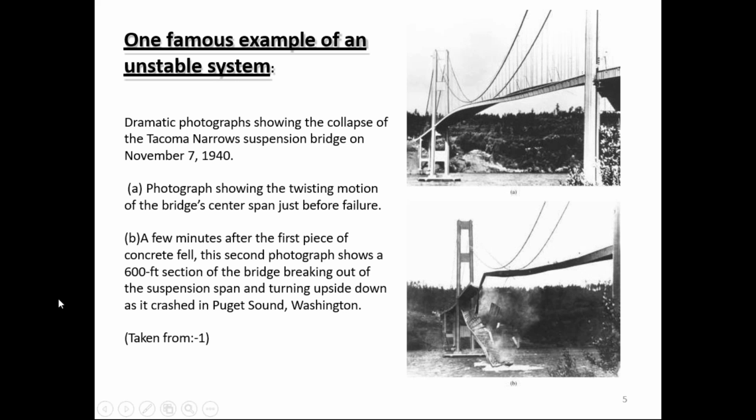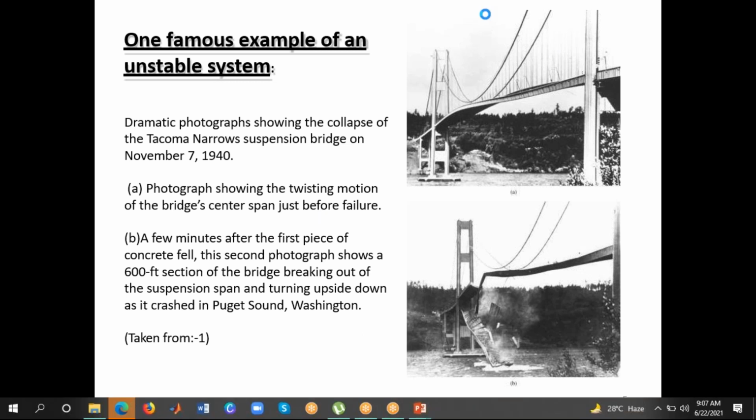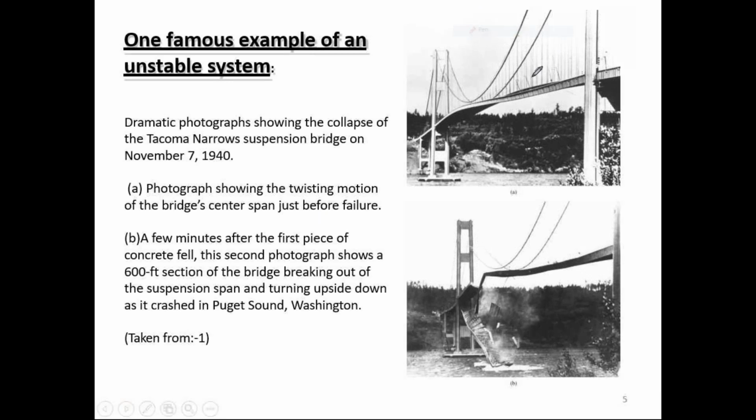This is a dramatic photograph showing the collapse of the Tacoma Narrows suspension bridge on November 7, 1940. If you take any stability system, they use this as the example. You can see two figures, figure A and figure B. Figure A is a photograph showing the twisting motion of the bridge's center span just before failure. The failure happened for this reason, the twisting.